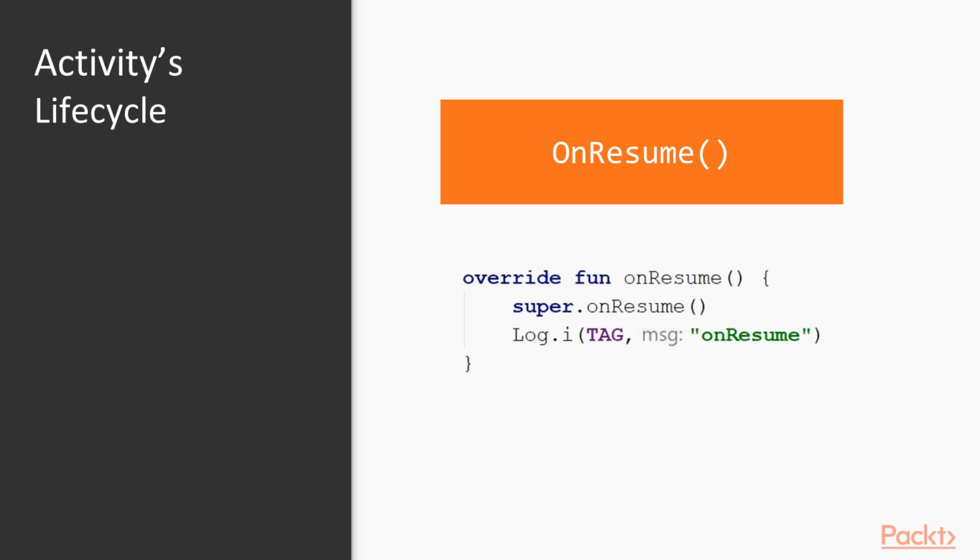The onResume. Once the onStart callback finishes, the activity enters the resumed state, and the system invokes the onResume method. When the activity enters the resumed state, it comes to the foreground and then the system invokes the onResume callback. This is the state in which the app interacts with the user. The app stays in this state until something happens to take focus away from the app.